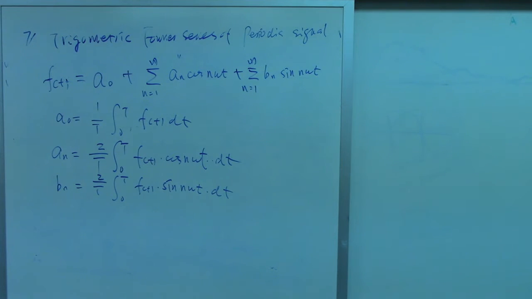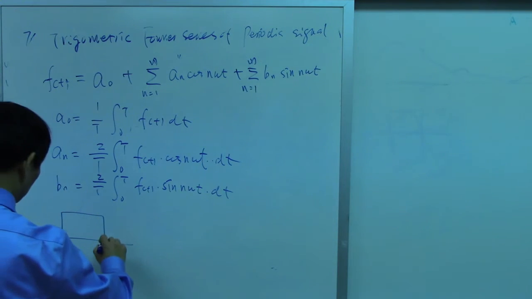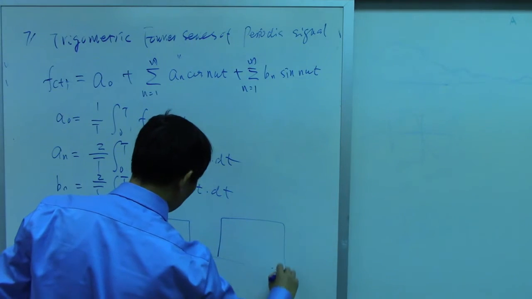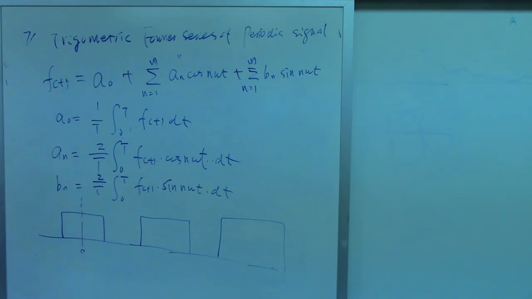The one example we are going to use a lot in this class is this thing. So this is 0, like this. This is called a rectangle pulse train. Rectangle pulses, like a train. They are a series of all this. So it's a rectangle pulse train.